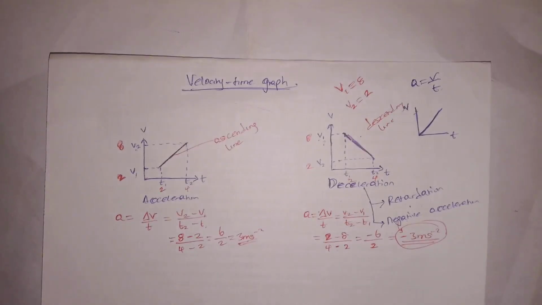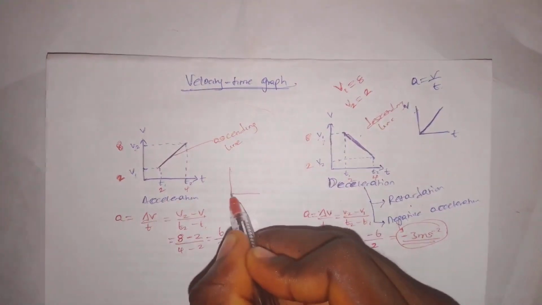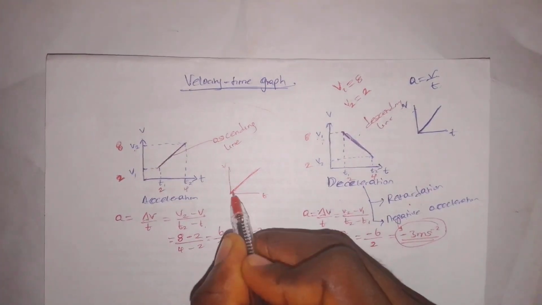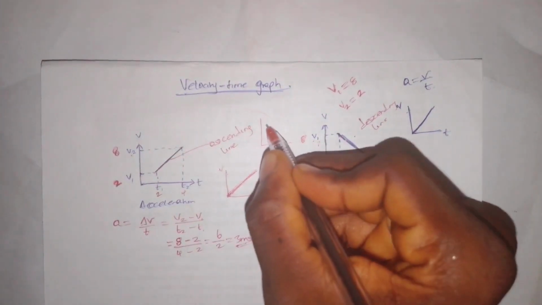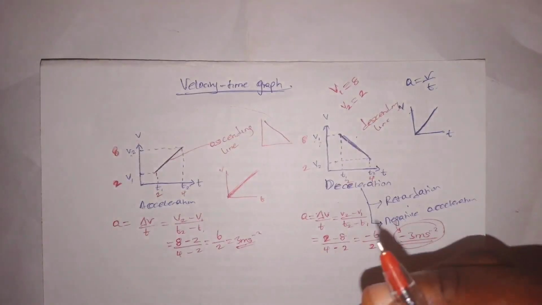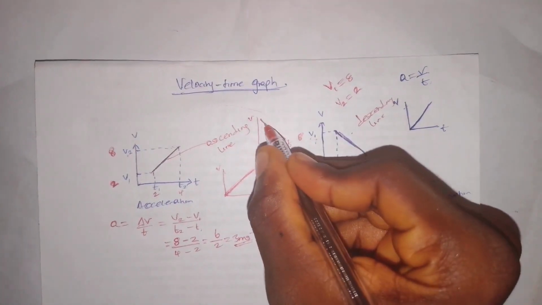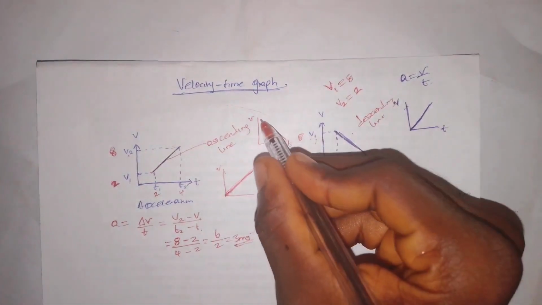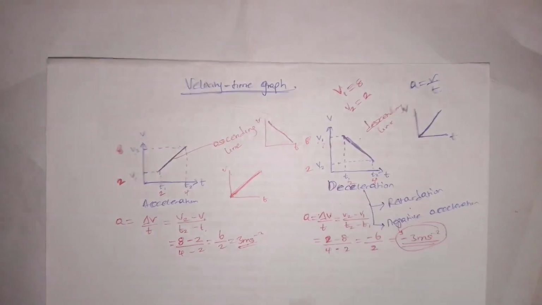So, in summary, the things you should note here are these. If they ask you, this line shows acceleration, that the body is accelerating. Then this one shows that the body is decelerating. This one shows that the body is accelerating. This one shows that the body is decelerating. So this is all about the velocity time graph.